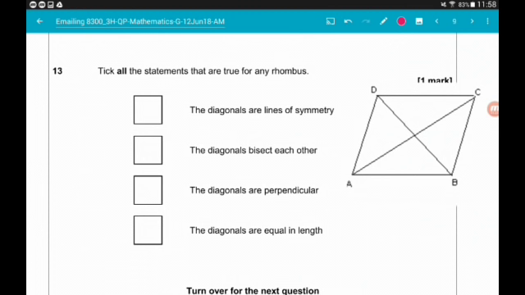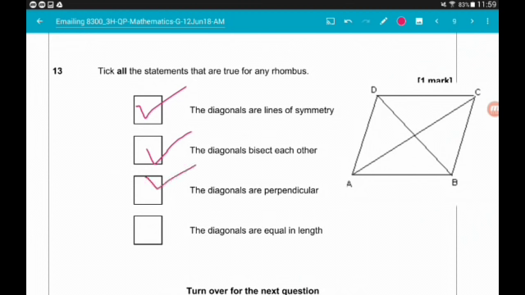Okay, so the first statement is the diagonals are lines of symmetry. The diagonals on this rhombus are drawn. We could fold this shape exactly through the lines of symmetry and we would get perfect overlap. So yes, the diagonals are lines of symmetry. The diagonals bisect each other, so they cut each other exactly in half. That is true. The diagonals are perpendicular, so they meet at right angles. Also true.